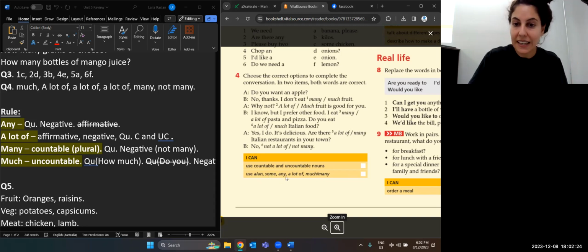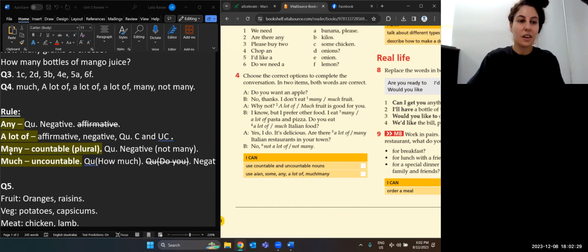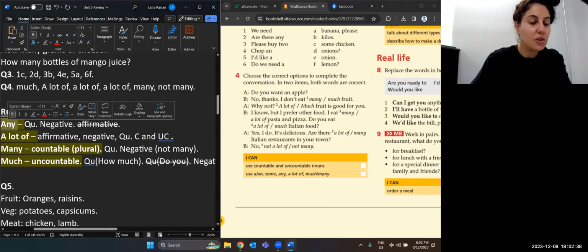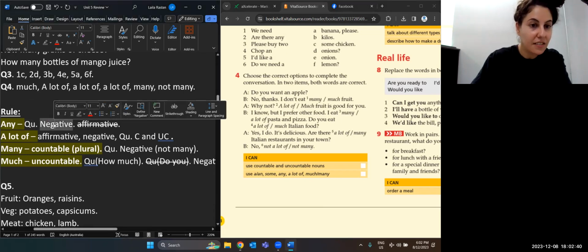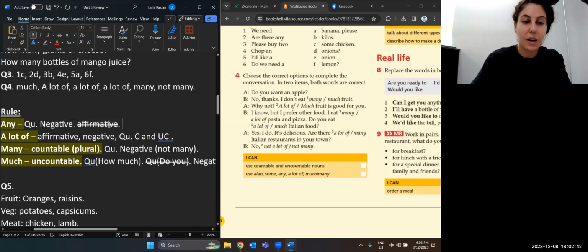Some, any, a lot of, many, and much. Okay, a lot of rules to know, but that's the rules for them here. So maybe let's talk about the rules first before we continue. Any is used in questions, negative, but not in a positive affirmative sentence. So I could say, do you have any apples? Or negative, I don't have any apples. A lot of is used in affirmative. So I have a lot of apples.